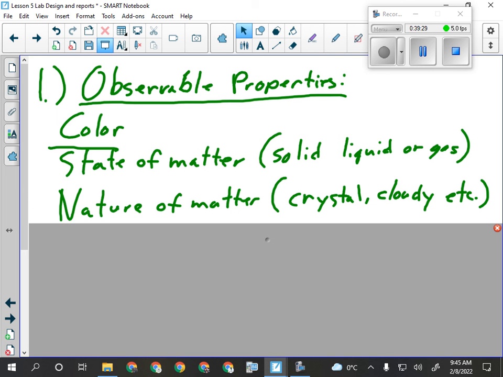The nature of the matter. Is it crystalline? Is it cloudy or clear? Is it waxy? Is it hard? Is it oily or more liquid? Viscosity is another physical property.